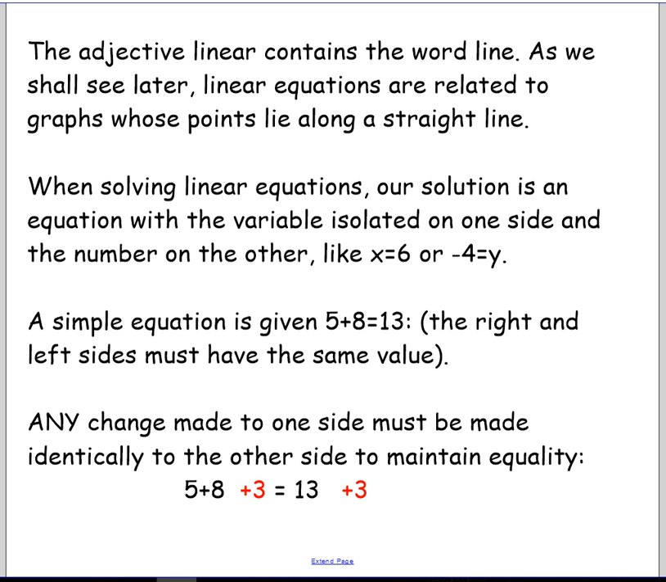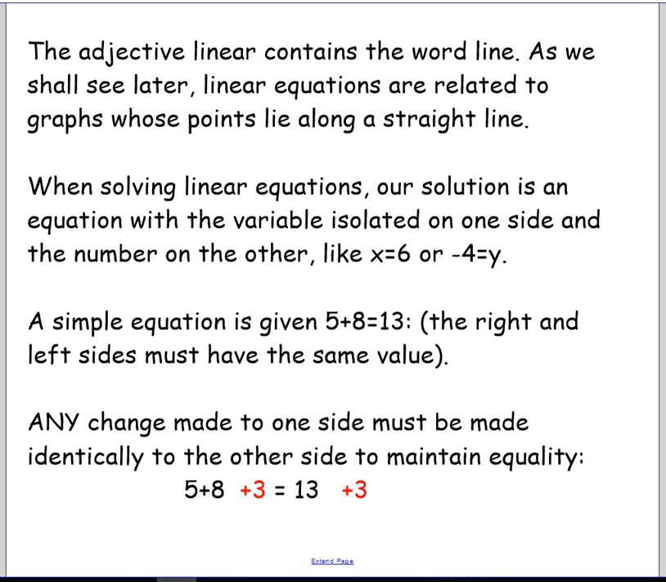The adjective linear contains the word line, and as we shall see later, linear equations are related to graphs whose points lie along a straight line. When solving linear equations, our solution is an equation with a variable isolated on one side and a number on the other, like x equals 6 or negative 4 equals y.